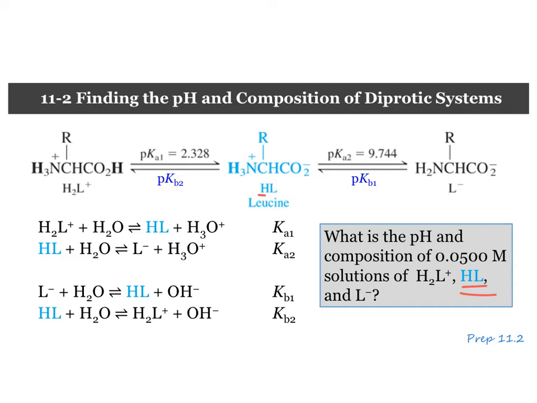Let's see if we can find an efficient technique for calculating the pH and composition of a 0.0500 molar leucine solution. To do this, we'll need to use the Ka2 and Kb2 expressions shown here and think carefully about our approach.